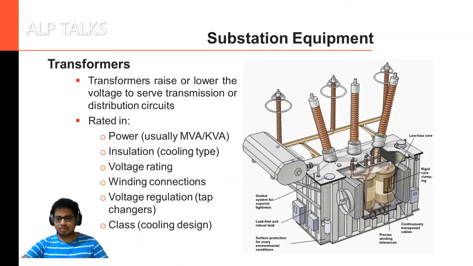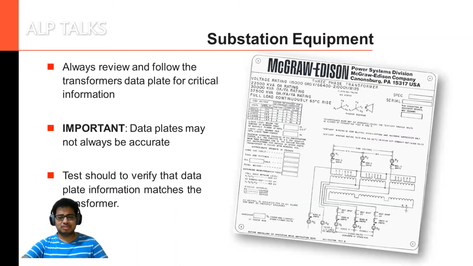Whatever you are observing here, this is the transformer. The upper parts are all the bushings or terminations. This is the conservator, this is the cooling fan. Internally we can see the windings and all. We have the OLTC, so all these things we can observe here. So this is about the transformer, a few things in a simple way.